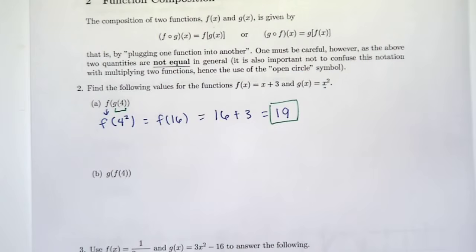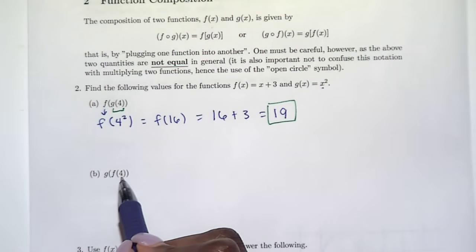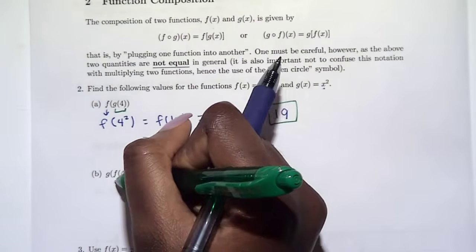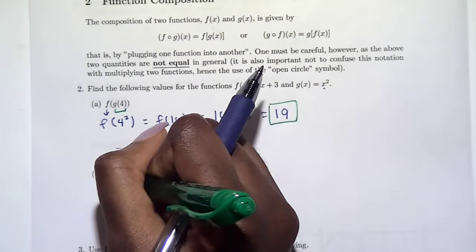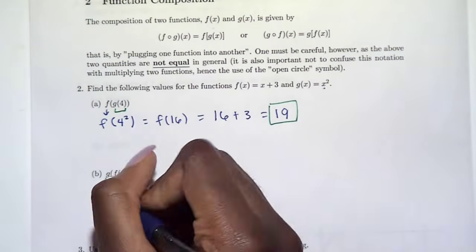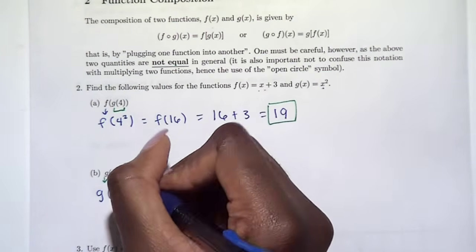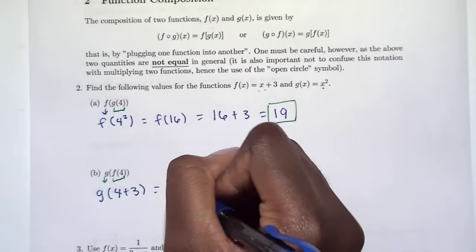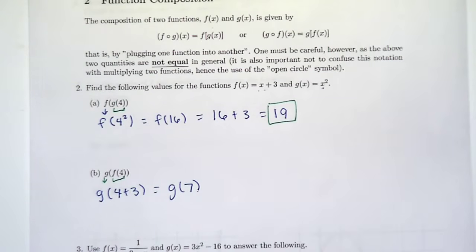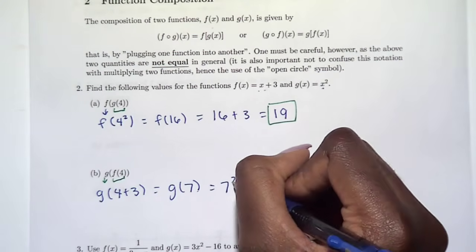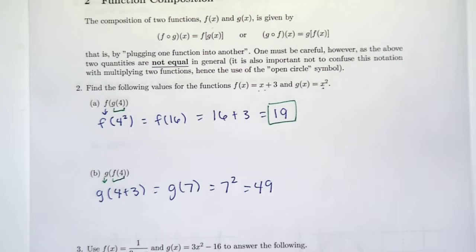All right, let's do it again, opposite. So this time we're doing g of f of 4. So we need to find what f of 4 is, and we're just bringing that g down. All right, so here's our f. So f of 4 is 4 plus 3. So that means we need to find g of 7. All right, so take a look at this, make sure you understand what's happening.